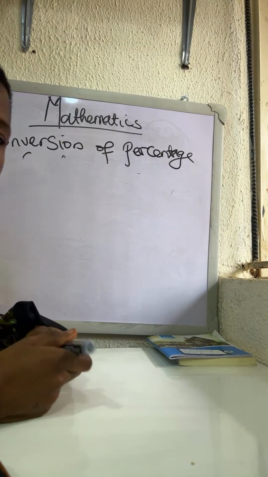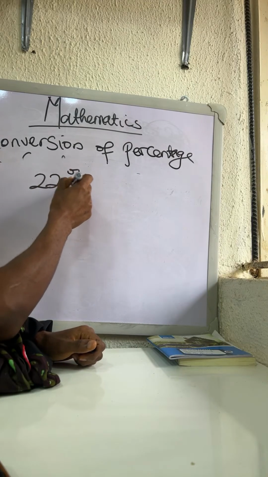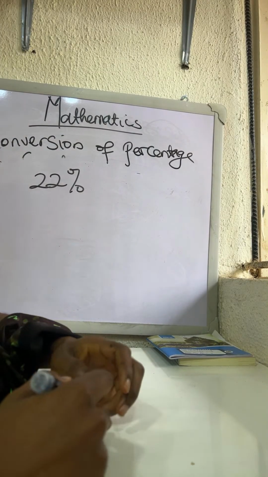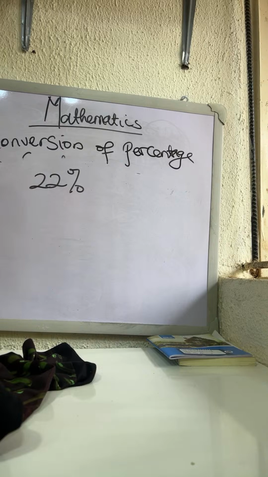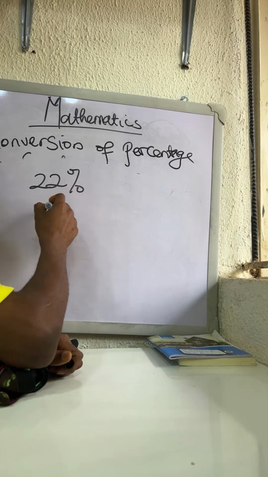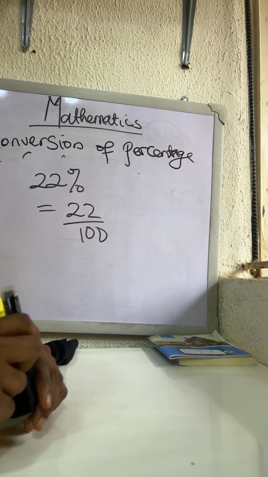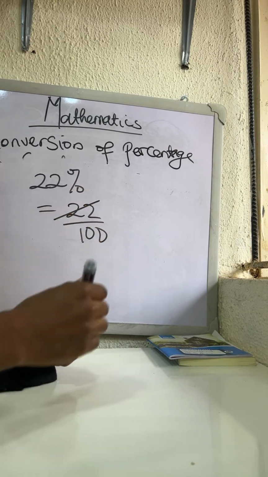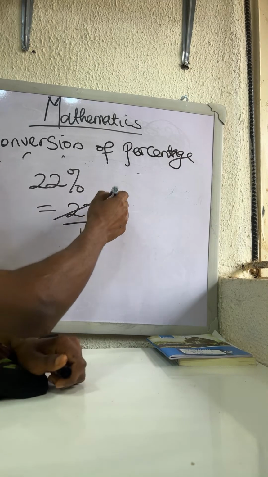So the next one we have to look at is 22%. So what is 22%? 22 over 100. 22% can be seen as 22 over 100. So what can divide them? You simply divide by 2. If you divide 22 by 2, what do you get? 11.